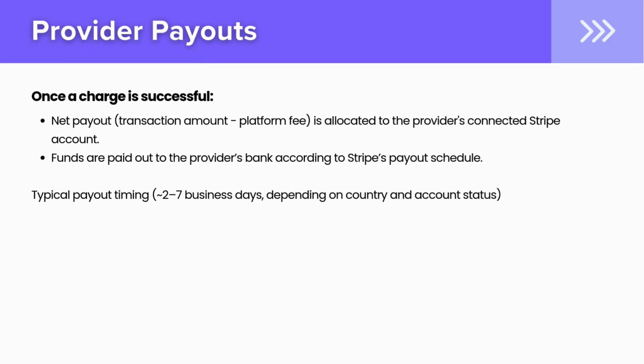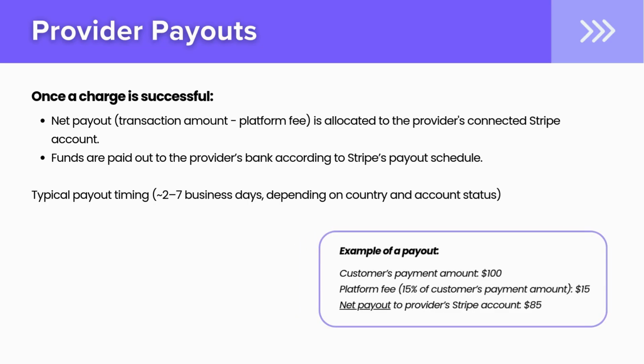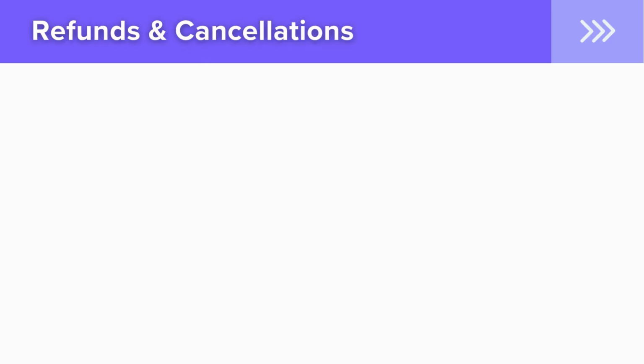Once a charge is successful, the net payout, which is the transaction amount minus the platform fee, is sent to your connected Stripe account. Stripe then pays out these funds to your bank in around 2 to 7 business days, depending on your country and account status. For example, if a customer pays $100 and the platform fee is 15%, then the net payout to you is $85. Moving on to refunds and cancellations.